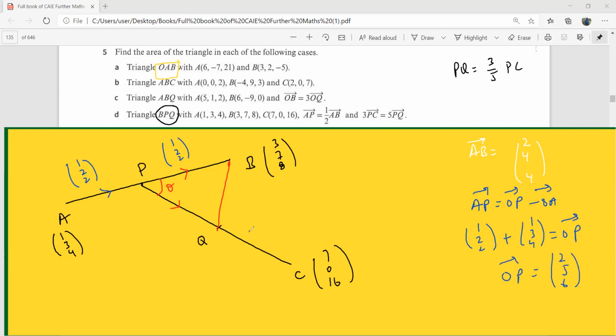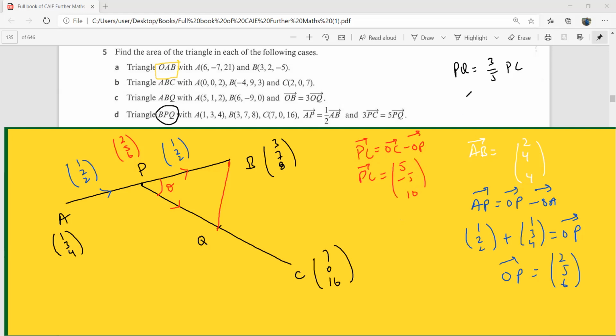Please keep an eye on my working, guys. Don't let me slip away. So this P is (2, 5, 6). Now we can find PC. PC is going to be OC minus OP. You see, this is all your O-level maths here. So OC minus OP: 7 minus 2 is 5, 0 minus 5 is minus 5, and 16 minus 6 is 10.